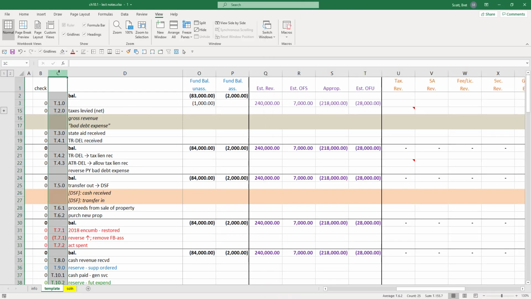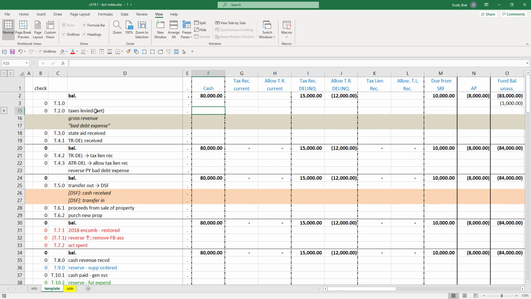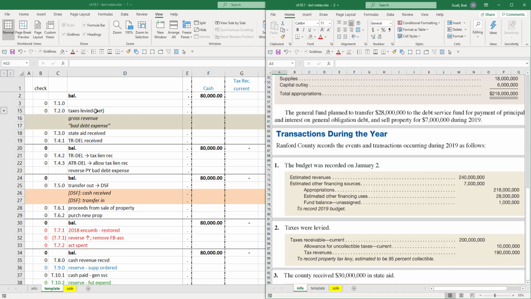Over here in column C, you see how I put down the T2.0, T3.0, right? These aren't like Terminator logos here. These are just to keep track of where we're at. Taxes levied, transaction number 2.0. They're telling us that we have sent out to all of our tax people who owe us taxes a bill for taxes receivable. So we sent that out.